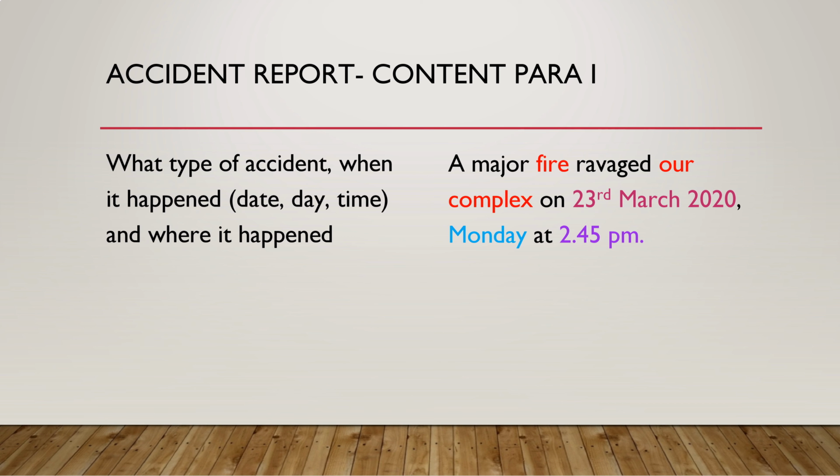The first paragraph should say what type of accident. Here in the example, it is a fire accident. And when it happened, so you have to give the date, day, and where the accident happened. These details should be in the first paragraph: what type of accident, when it happened, where it happened. In the example, I say a major fire ravaged our complex. So a fire accident happened in our complex on 23rd March, Monday, 2:45 p.m.